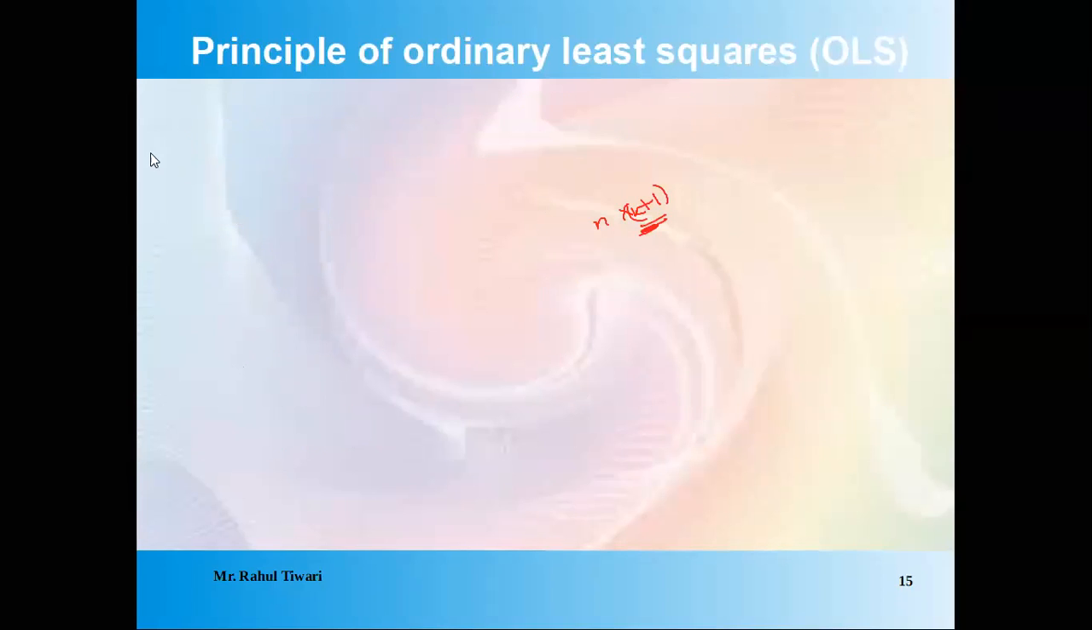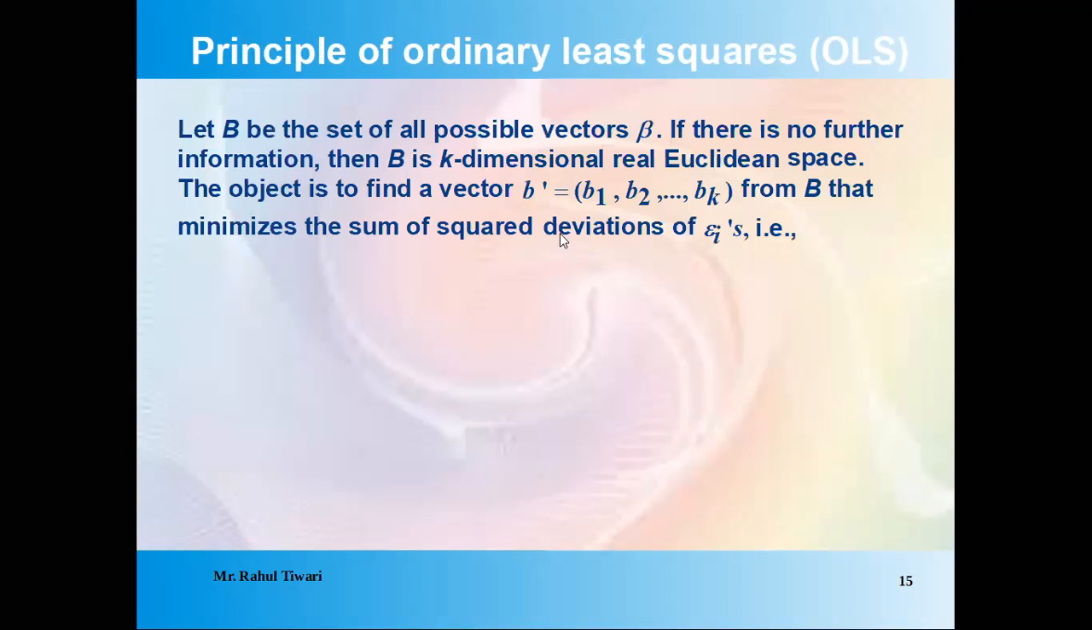So again we are going to use the principle of ordinary least squares. That principle we have already dealt with many times, so there is no problem. Let B be the set of all possible vector beta. So now I'm assuming a new quantity B, which contains the set of all possible betas. And if there is no further information, then B is a k-dimensional real Euclidean space.